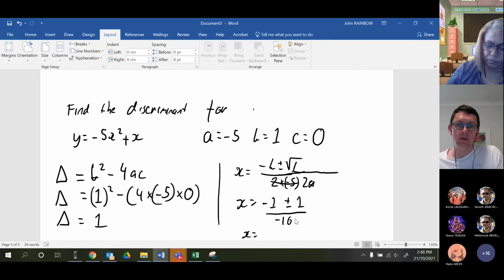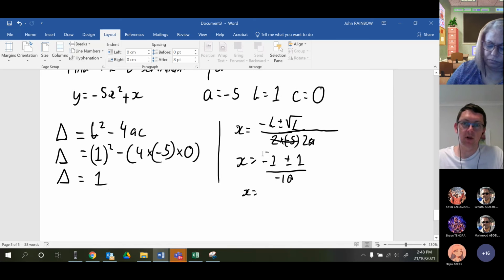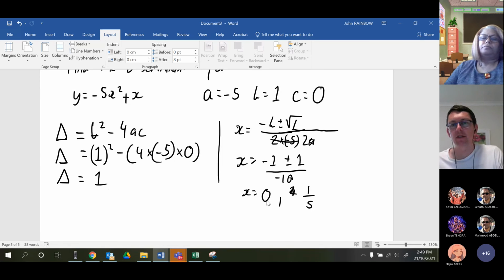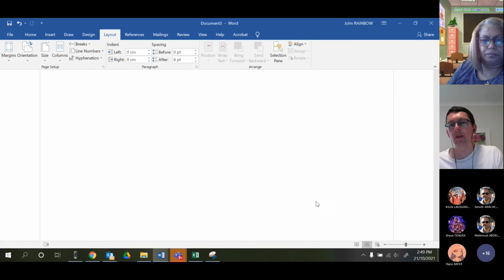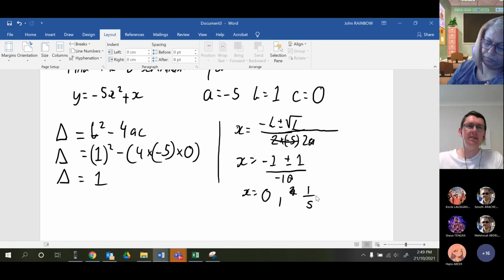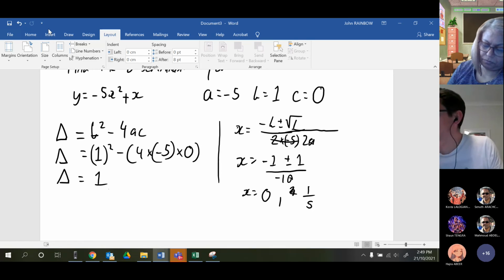So x will equal negative 1 plus 1 is 0. So that is 0. And negative 1 minus 1 is negative 2. Negative 2 on negative 10 is going to be 1/5. So I've solved my x values. The intercepts are (0, 0) and (1/5, 0). And that is it for you guys. So that's how we find the discriminant, and it helps us to do that.